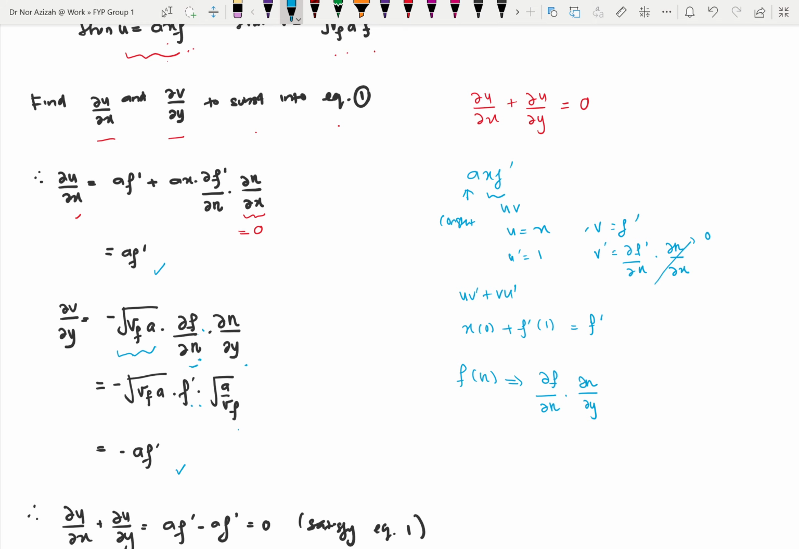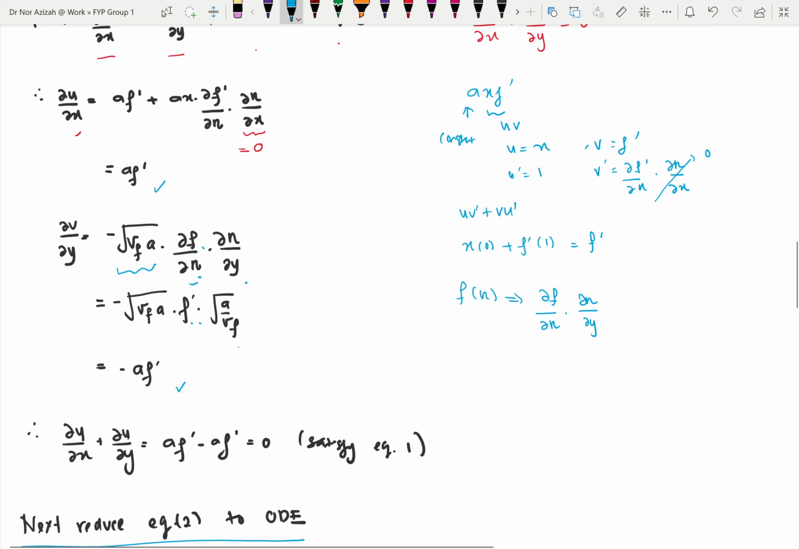Okay. So substitute into the first equation, the continuity equation, you will get a f prime plus negative a f prime, you will get 0. So it satisfies the continuity equation. Actually you need to choose the right u and psi in order for the function to satisfy equation 1.